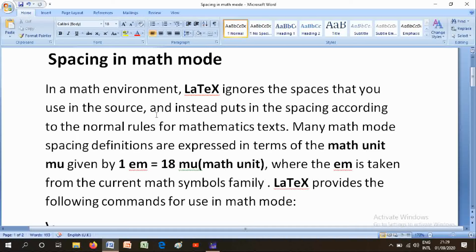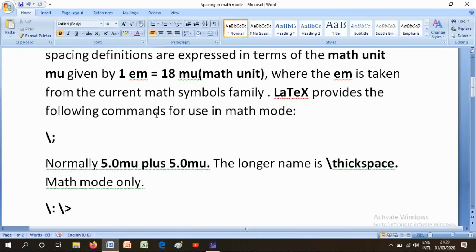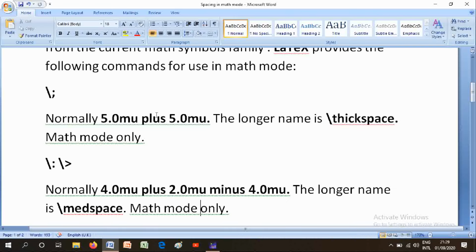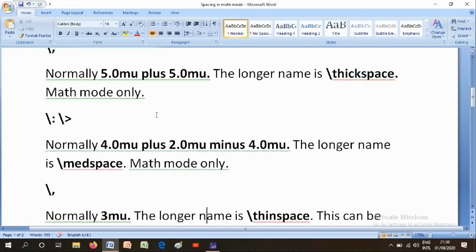LaTeX provides the following commands for use in math mode. Number 1 is backslash semicolon. Normally 5 mu plus 5 mu. The longer name is thick space, math mode only. Number 2 is backslash colon or backslash greater-than sign. Normally 4 mu plus 2 mu minus 4 mu. The longer name is mid space, math mode only.